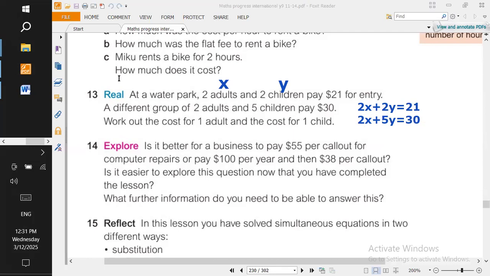We have to use the same method that we used before. Basically, we're looking for what? A variable that has the same coefficient and different signs. This one has the same coefficient, but the signs are the same. So you have to multiply one of them by -1 to make it different and follow the same steps of simultaneous equations. And this is how you answer a question like this.